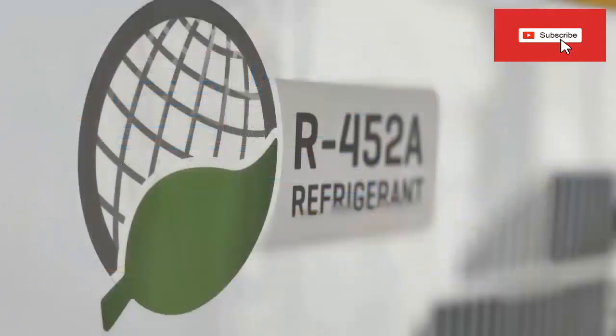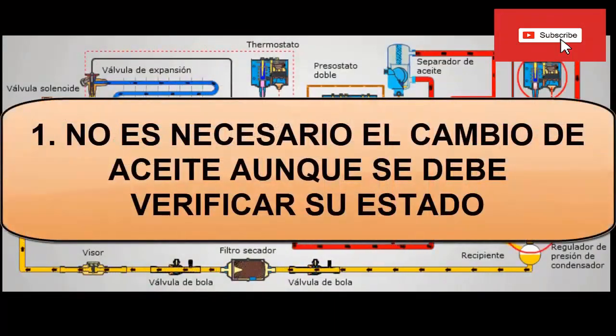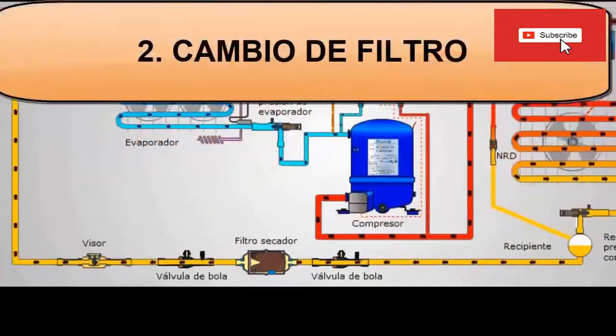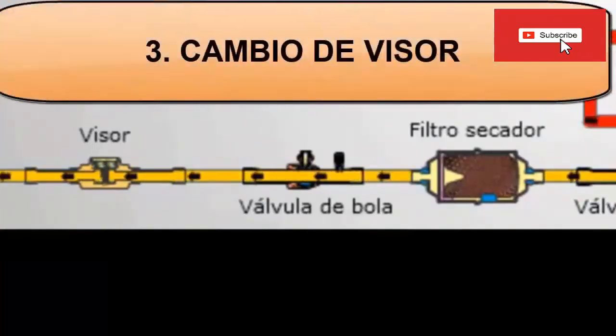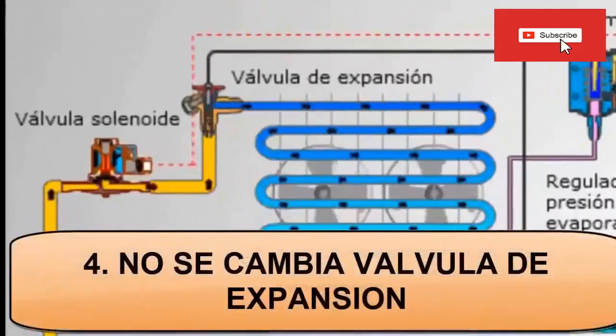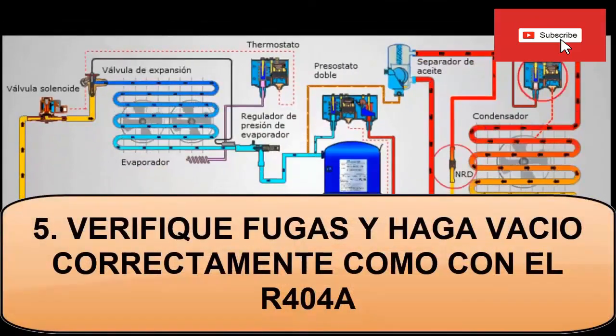1. Using R452a, no oil change required. 2. Taking advantage of the refrigerant change, the filter dryer is changed, which is compatible with R452a, with new gaskets. 3. Change the sight glass, for a longer useful life, with new gaskets. 4. The expansion valve is not going to be changed. 5. Check for leaks and evacuate.